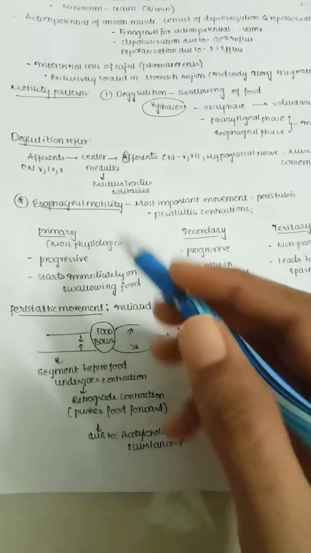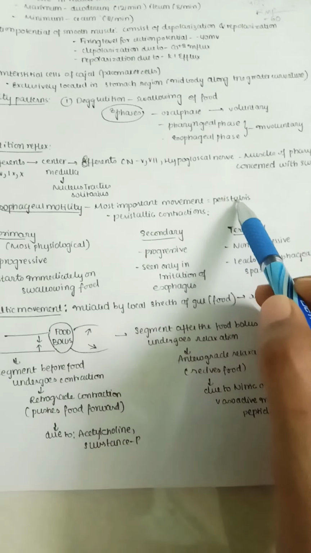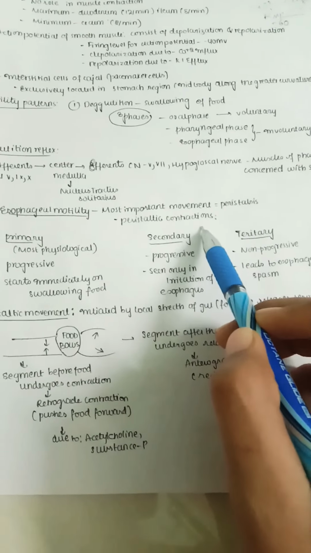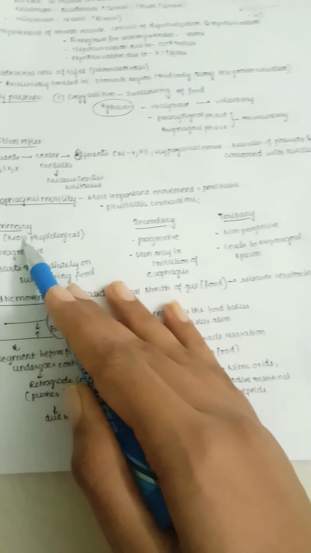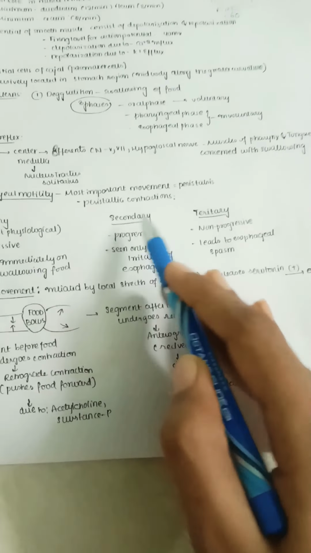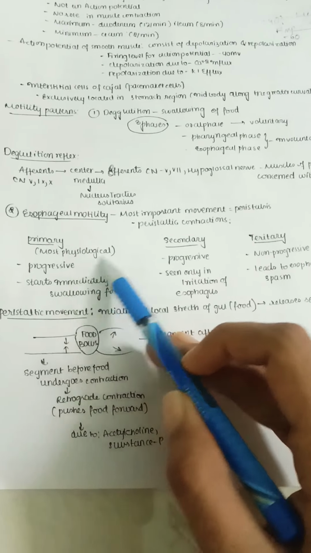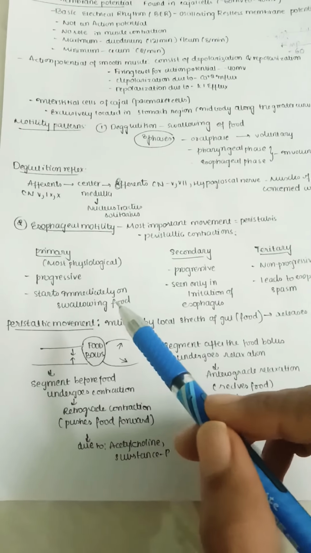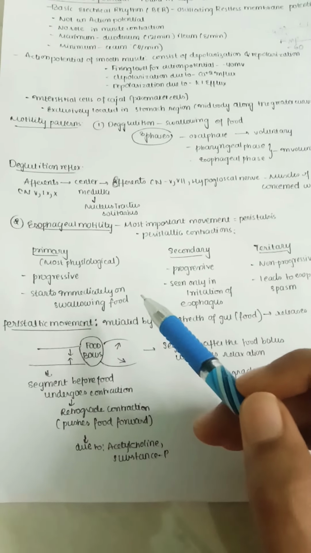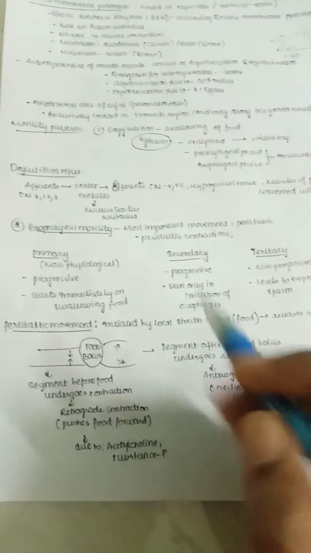Now next let us see esophageal motility. The most important movement of the esophagus is peristalsis, that is peristaltic contraction. This peristaltic contraction is divided into three types: the primary peristaltic contraction, the secondary peristaltic contraction and the tertiary. The primary peristaltic contraction is called the most physiological contraction because it is progressive and it starts immediately on swallowing. So whenever you start swallowing food, it starts.